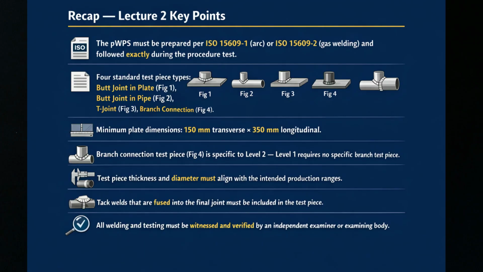12. Branch connection test piece, Fig. 4, is specific to Level 2. Level 1 requires no specific branch test piece. 13. Test piece thickness and diameter must align with the intended production ranges. 14. Tack welds that are fused into the final joint must be included in the test piece. 15. All welding and testing must be witnessed and verified by an independent examiner or examining body.